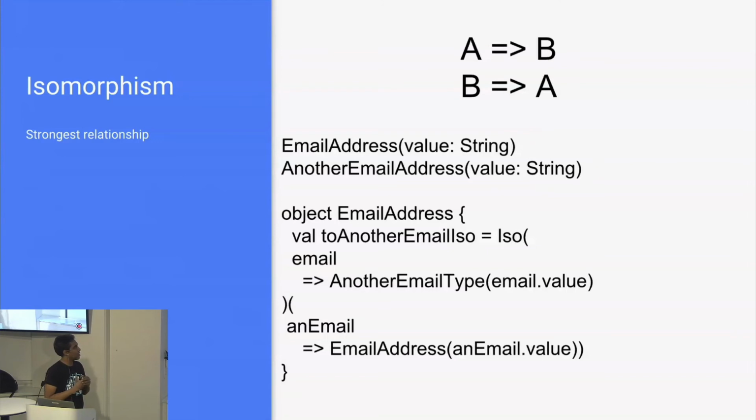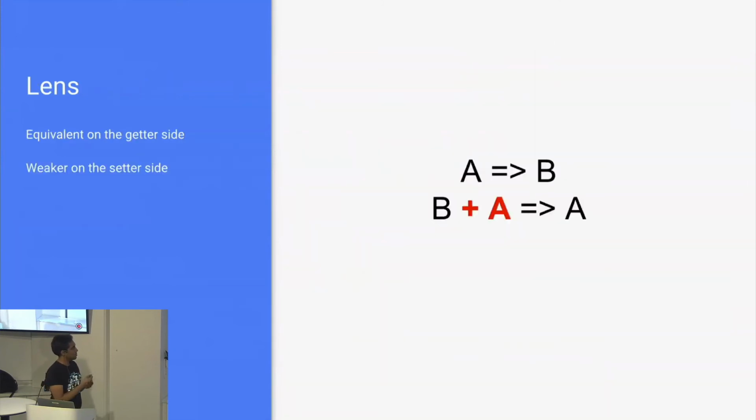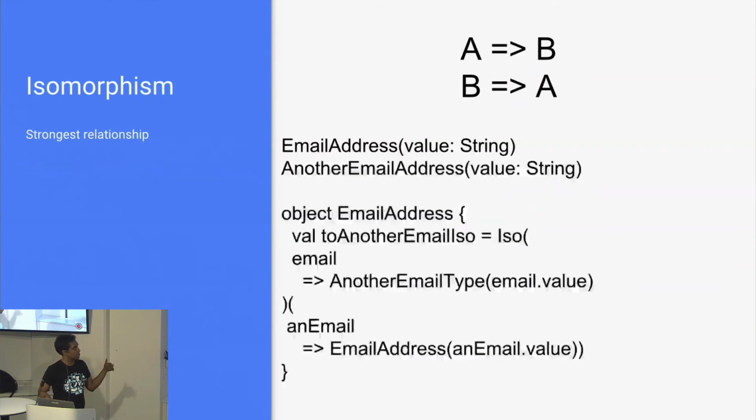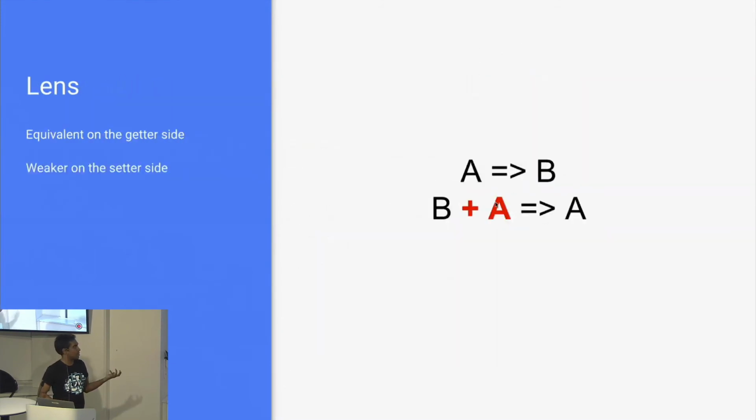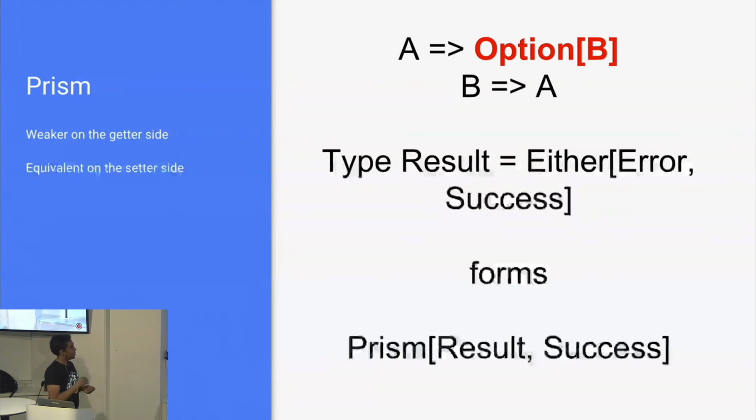But if we then look at some more relationships, we've got the lens, and that's a weaker relationship, and it's weaker on the setter side. So we look at our 2 relationships there. We can't just get an A from a B, we need to have another A to combine it with. And on the other side, we've got the prism, and the prism is weaker on the getter side. So what we say here is, given an A, you might be able to get a B from it, but given a B, you will definitely be able to build an A from it.